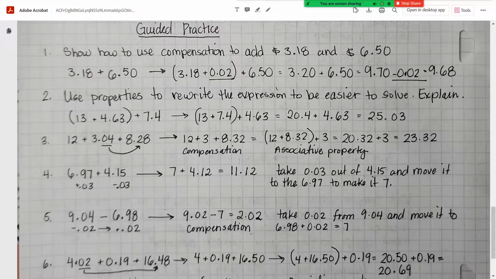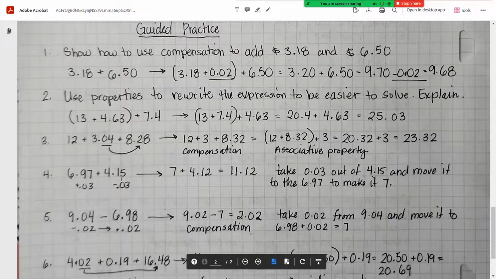For number 4, 6 and 97/100 plus 4 and 15/100. So 6 and 97/100 is almost 7. It just needs 3/100 more. So I'm going to take 3/100 from the 4 and 15/100, and I'm going to move it over into the 6 and 97/100. So now that'll make 7 whole plus 4 and 12/100. So 7 plus 4 and 12/100 is 11 and 12/100. So again, I took out that 3/100 out of the 4 and 15/100, and then I moved it over to my other number.